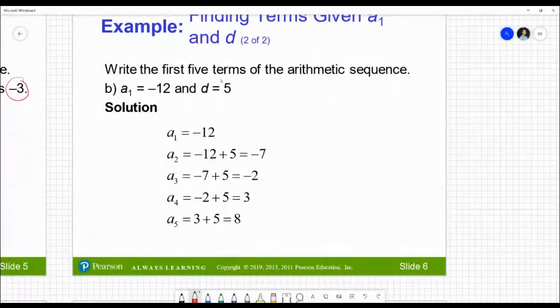For the first 5 terms of this arithmetic sequence, again, they give us A1 is -12, D here is +5, so that means we're going to add 5 each time to get our first 5 terms. So nothing really difficult about this.